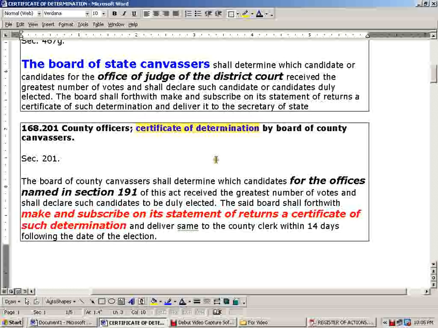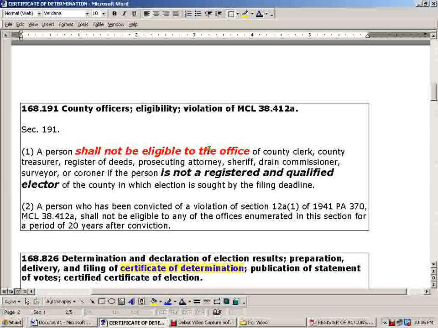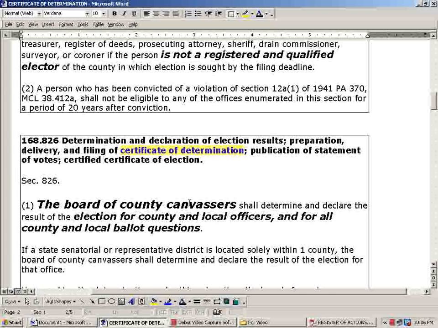Anyways, so this said for these offices in 191. Okay, so this is all out of the Michigan compiled laws, but it's the election code, right? County officers election code. A person should not be eligible to the office of county clerk, county treasurer, register of deeds, prosecuting attorney, sheriff, drain commissioner, surveyor, or coroner if the person is not a registered and qualified elector of the county in which election is sought by the filing deadline. So even though we're each going to be registered and qualified within this small little precinct, it is part of a larger district of land or territory of land called a county. So if you want to run for one of these offices in the county, you can. You just need to be a qualified registered elector in one of the precincts. And nobody is. They don't know what these books are.